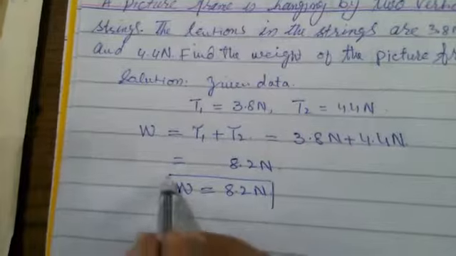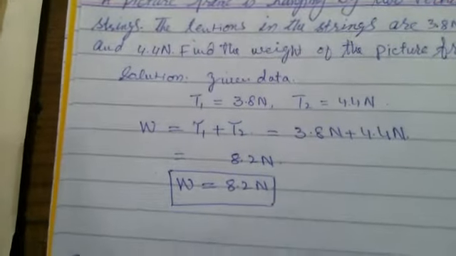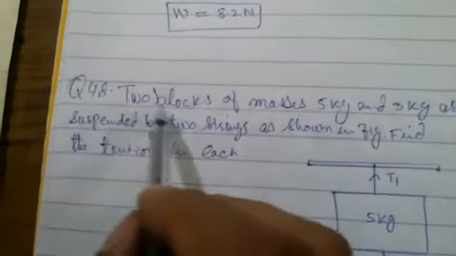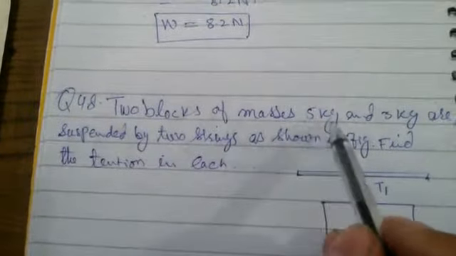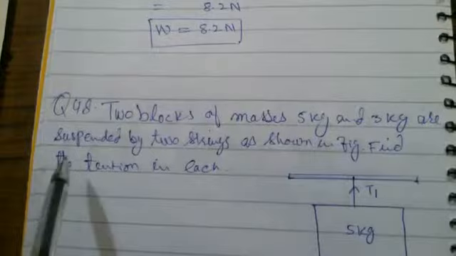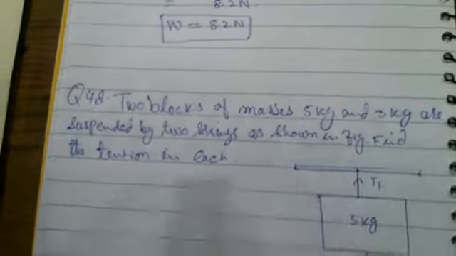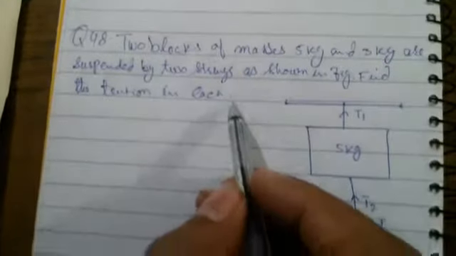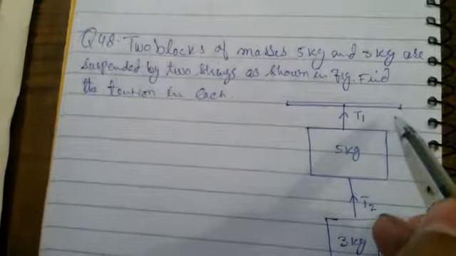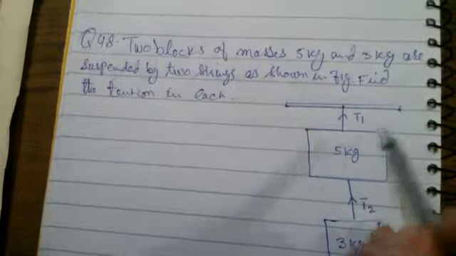Next question is 4.8. Two blocks of masses 5 kg and 3 kg are suspended by two strings as shown in figure. Find the tension in each. I draw the picture here, figure here. One block is 5 kg and the other is 3 kg. Let's solve this.